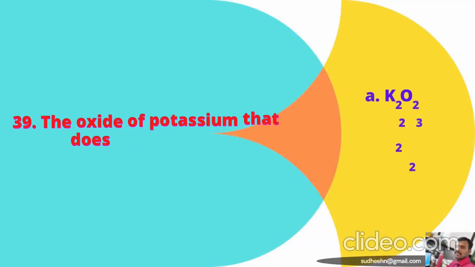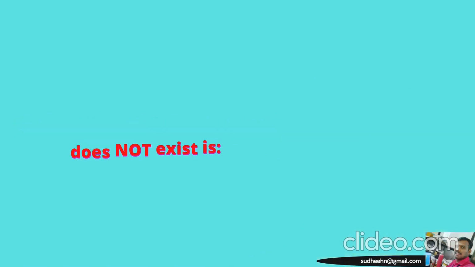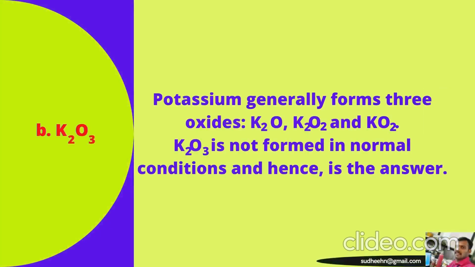Next, question number 39. The oxide of potassium that does not exist is: K2O2, that is potassium peroxide, K2O3, that is potassium carbonate, K2O, that is potassium oxide, and KO2, that is potassium superoxide. And the right option is option B, that is K2O3, because it is not available in the oxide form. K2O, K2O2 and KO2 are available, but not K2O3. That is the right answer.